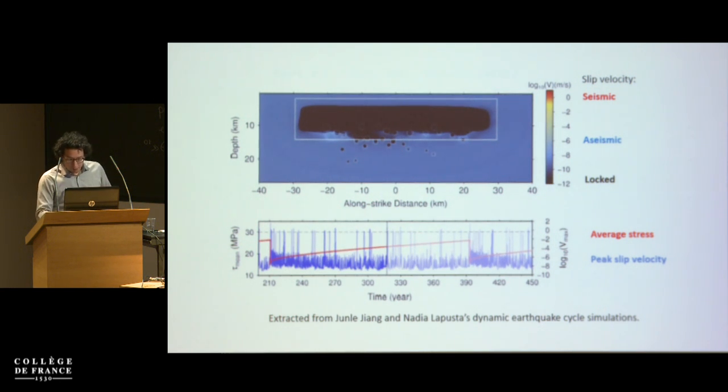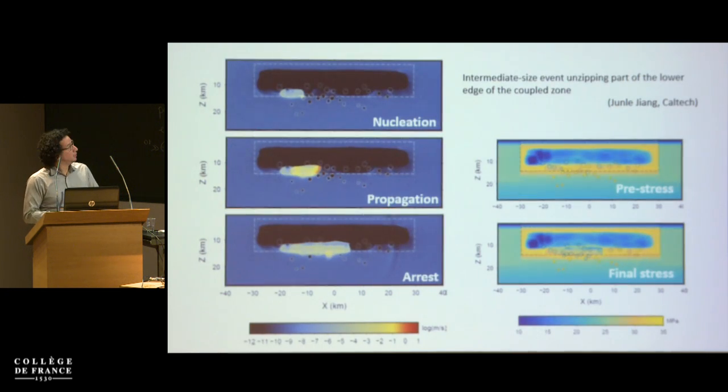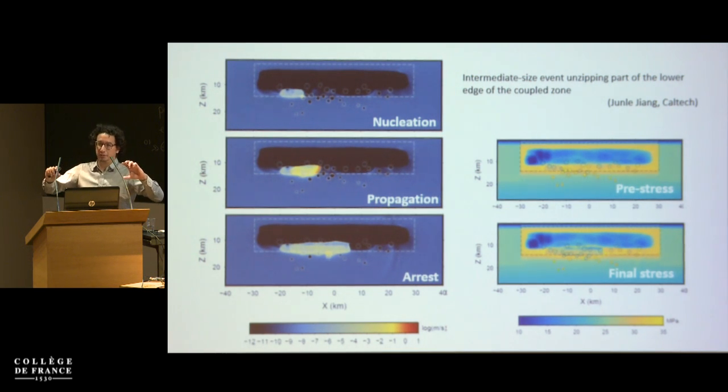And I'm going to show you in the next slide some snapshots of slip velocity. The colors indicate the logarithm of slip velocity. We're seeing 3 times during an earthquake. And this is an earthquake that broke just the bottom rim of the coupled patch. It doesn't break the whole thing. Why? Well, it stays there because it's somewhat channeled by the high stress concentration that is produced by the surrounding creep. I think we've seen this mentioned conceptually in some previous talks.